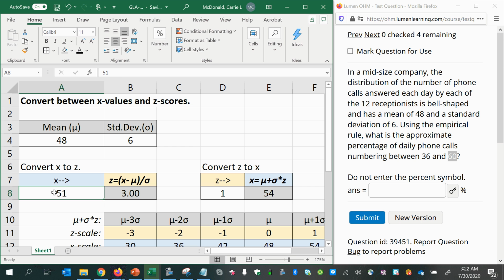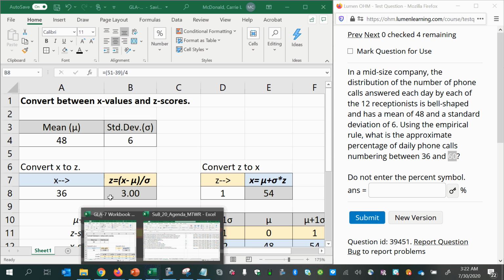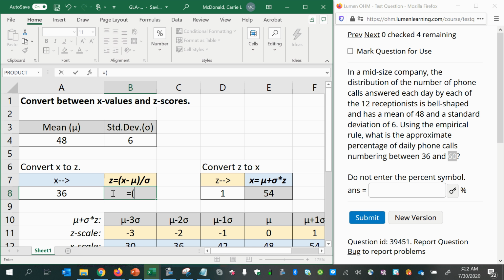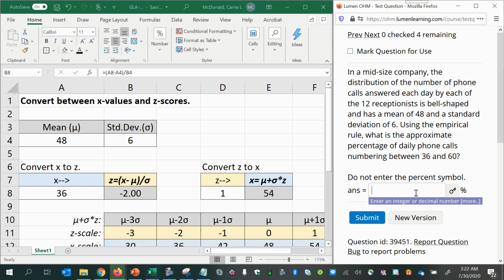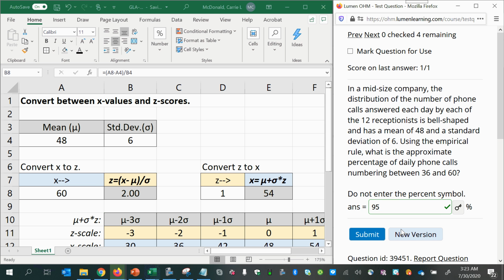So if I was doing this by hand, I'll take 36 and convert it to a z-score, which is equal to the x value minus the mean quantity divided by the standard deviation. And you're also welcome to just type those things in. So I'm getting -2, so this is going to be probably 95%. If you want to just check the other value to make sure, 60 will give me a +2. So yeah, 95% within 2 standard deviations of the mean.